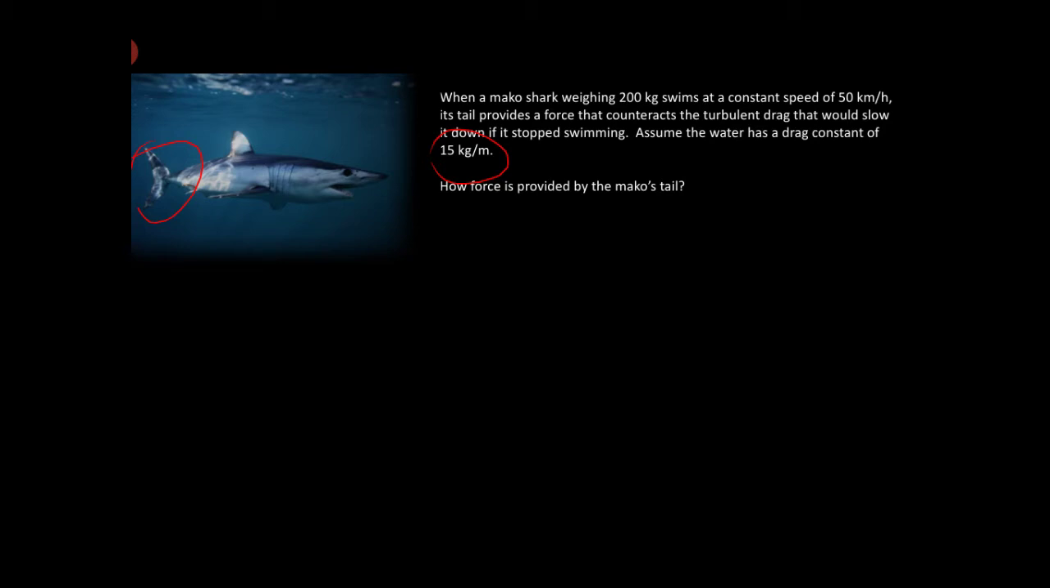We'll find that out. So what we want to do is figure out, if the shark is going at a speed v, say 50 kilometers per hour, and he's getting pulled back by the water, the water wants him to stop. So if he stops swimming, he'll drift to a stop, just like what we showed in the last video. If that's going to happen, then he has to have some other force from his tail fin this way. We want to figure out how much force that Mako has in his tail fin. I think that's a pretty reasonable thing to want to know, right?